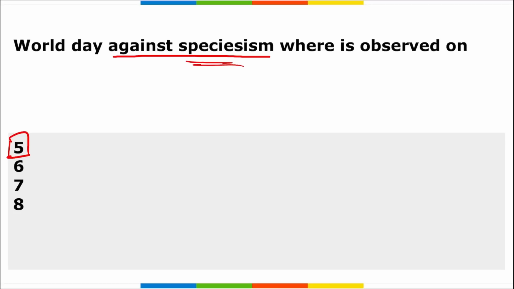So this day is observed across the globe in order to remind people that speciesism, like racism and sexism, has no place in a civil society, because every type of person is there on earth. He might be white, he might be black, he might be dark, he might be brown, correct? Then on the basis of sex, a male and a female are also there. So in order to avoid differentiation on the basis of speciesism, this World Day Against Speciesism is observed on 5th of June.